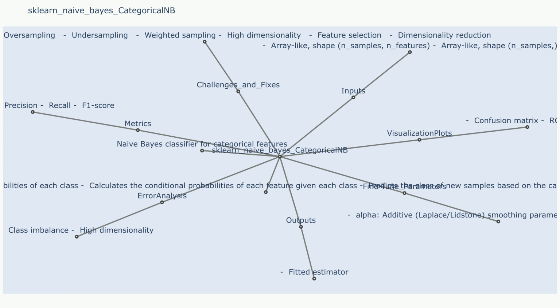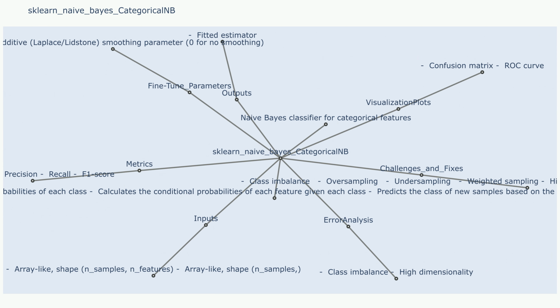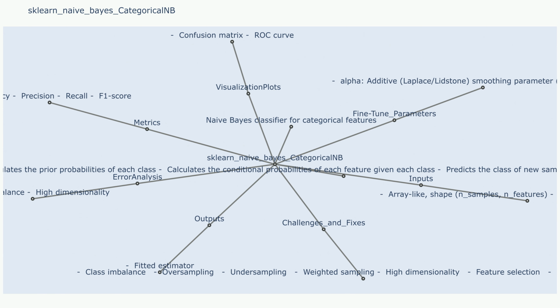Metrics. Accuracy represents the proportion of correctly classified samples. Precision measures the proportion of correctly predicted positive samples among all predicted positive samples. Recall measures the proportion of correctly predicted positive samples among all actual positive samples. F1 score: the harmonic mean of precision and recall.